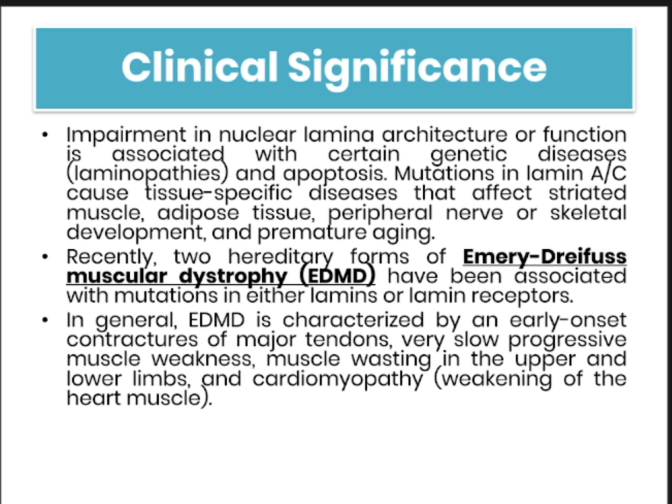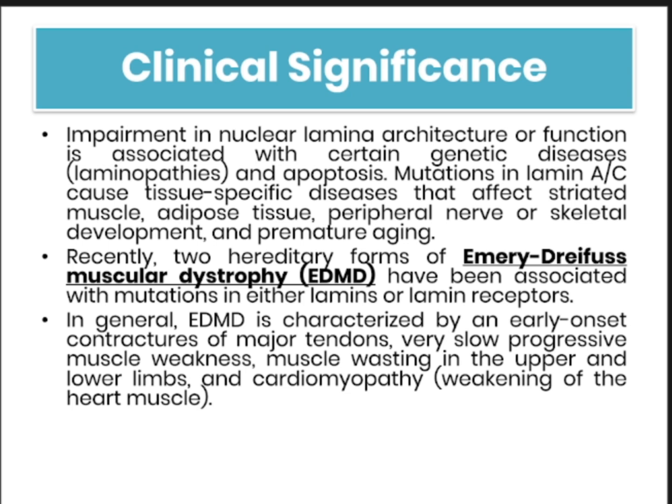When we're talking about progressive muscle weakness, there would be gradual weakening of muscles, particularly in the upper and lower limbs, and there will also be muscle wasting. Muscle wasting is the atrophy or wasting of the muscle. We also have cardiomyopathy. When we talk about cardiomyopathy, there will be a weakening of the heart muscle, and it could lead to cardiac complications.